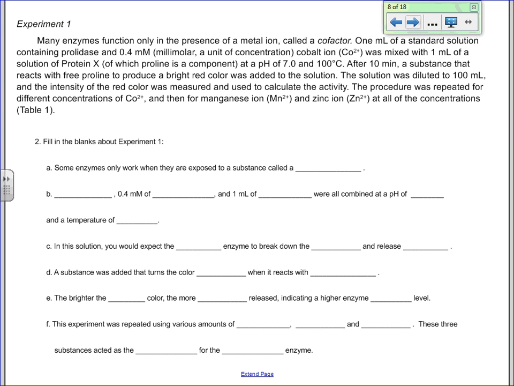This is the basics that you need to know about the experiment. Let's jump into experiment 1. Some enzymes only work when they're exposed to a substance called a what? Cofactor. We got that right here: many enzymes function only in the presence of a metal ion called a cofactor. Now this is the details about the experiment. Blank, 0.4 milliliters of blank, and 1 milliliter of blank were all combined at a pH of blank and a temperature of blank.